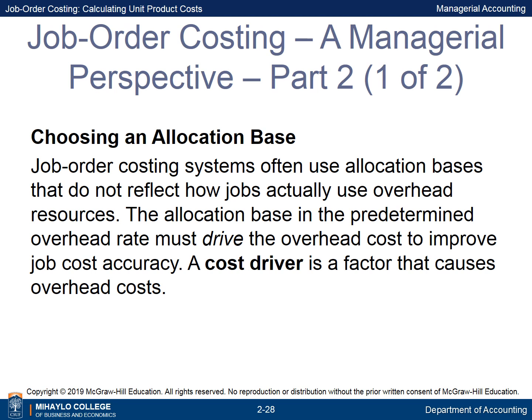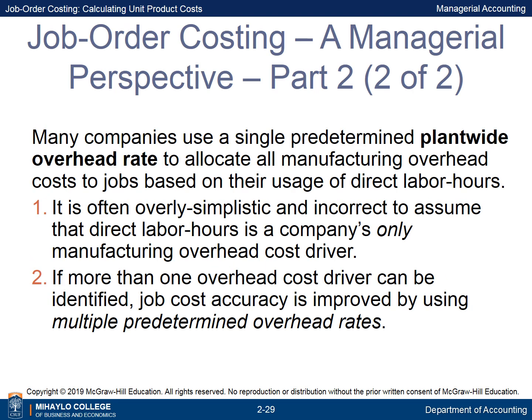A cost driver is a factor that causes overhead costs. Many companies use a single predetermined plant-wide overhead rate to allocate all manufacturing overhead costs to jobs based on their usage of direct labor hours. 1. It is often overly simplistic and incorrect to assume that direct labor hours is a company's only manufacturing overhead cost driver. 2. If more than one overhead cost driver can be identified, job cost accuracy is improved by using multiple predetermined overhead rates.